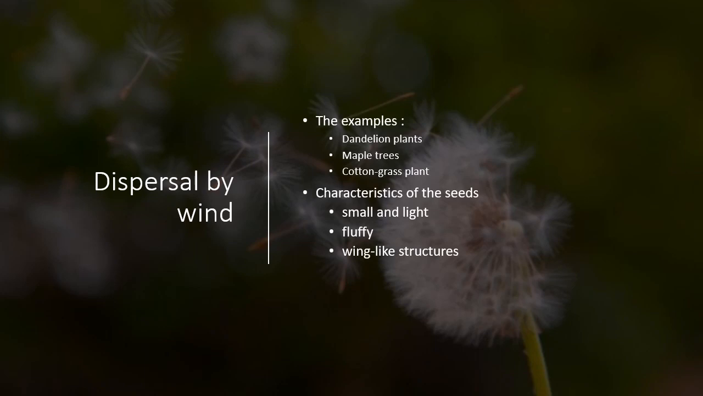Dispersal by wind. The examples are dandelion plants, maple trees, and cotton grass plant. The characteristic of the seeds, they are mostly small and light. That's how they are easily blown away by the wind. And some of them may be fluffy and have wing-like structures.